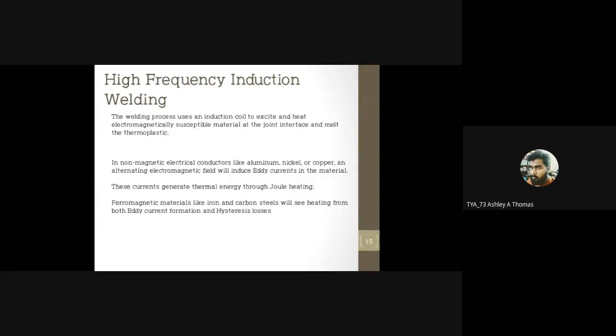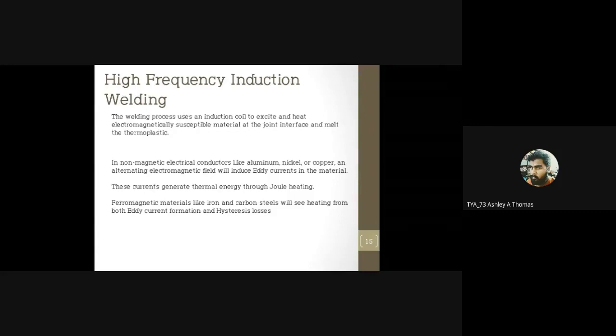Induction means putting some coil around the material. Listen carefully. Put some coil around that material and pass the current through that coil. When that coil gets heated, heated radiations or waves come out from it, and it will heat the material kept surrounding the coil. Then just press it, and it will be sealed. So I'll read: the welding process uses an induction coil to excite and heat the electromagnetically susceptible material.